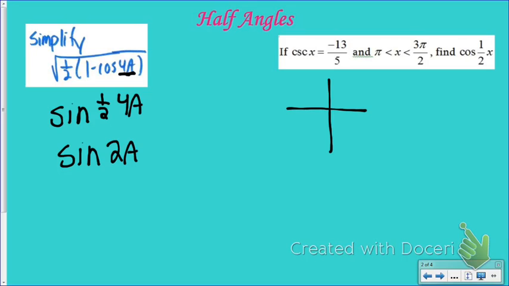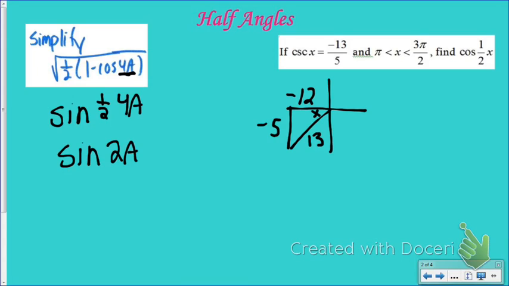on my own. So what I'm going to do is between pi and 3 pi over 2, which is quadrant 3, I'm going to draw my picture. My hypotenuse is 13, and cosecant is reciprocal of sine, which means my opposite is 5, and that'll be negative based on my picture. If I do Pythagorean theorem, that missing side would be 12, and because of where it is in the picture, it would also be a negative. And x is that angle right there.